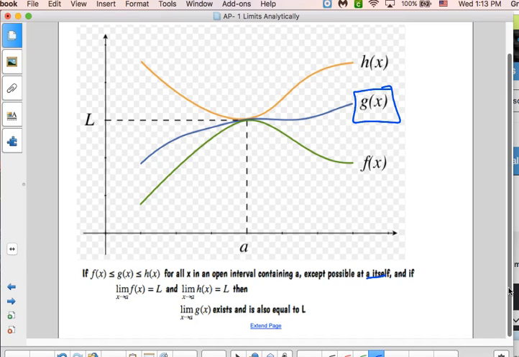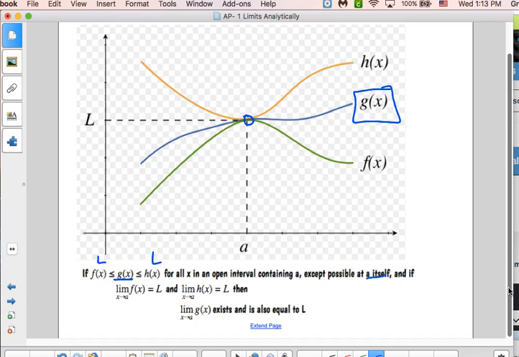Now, since we're doing limits, does it actually have to have a value right here, or can there be a hole? There can be a hole. And if the limit of the lower function f at a equals L, and the limit of h at a also equals L, since g is in between them and both sides of these equal L, what would the limit of g also have to be?